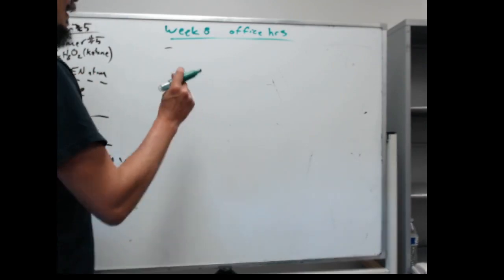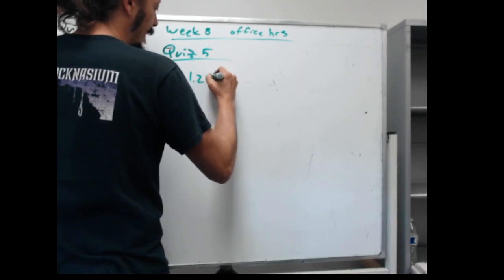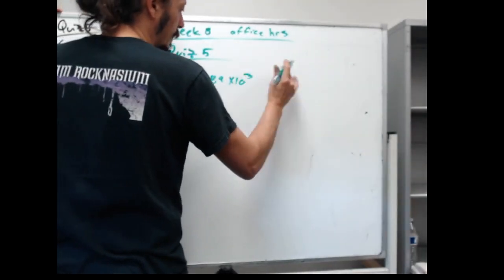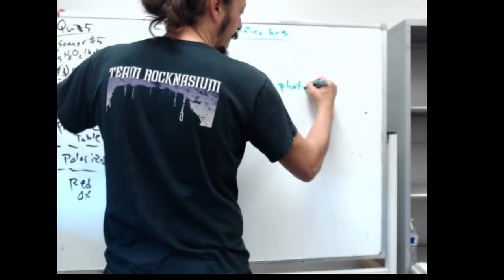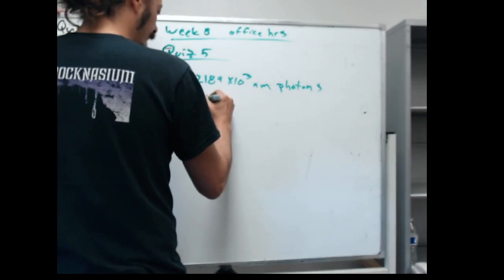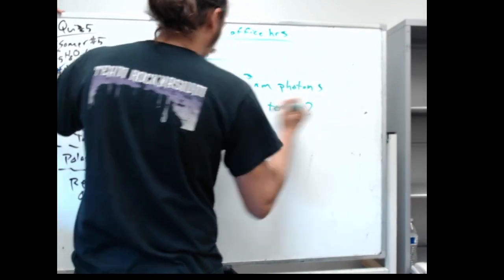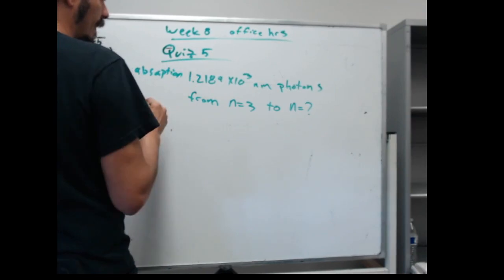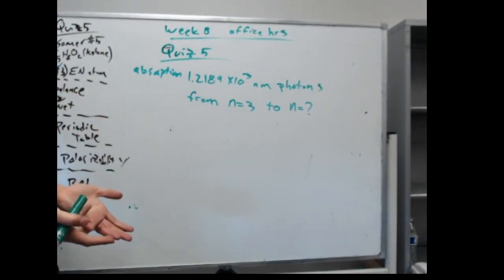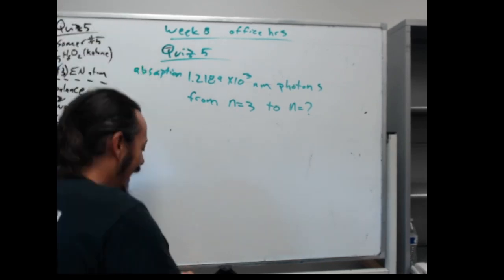So go ahead and read the question. I can give mine. Absorption of a 1.2819 times 10 to the third nanometer photon raises an electron in hydrogen from n equals 3 to which quantum number n? Also, if you watch the office hour videos, I've done this one in the office hour videos 4 or 5 times as well.